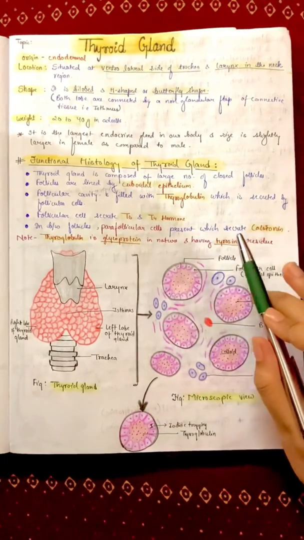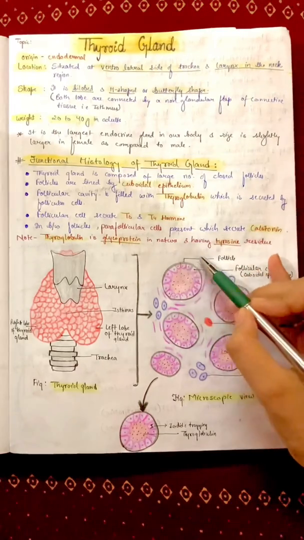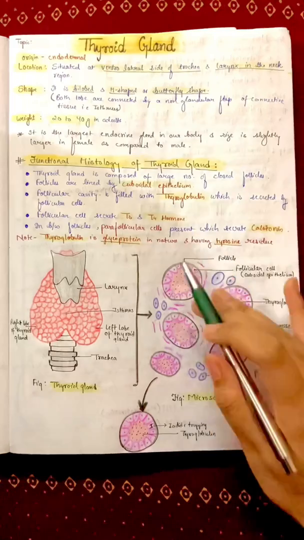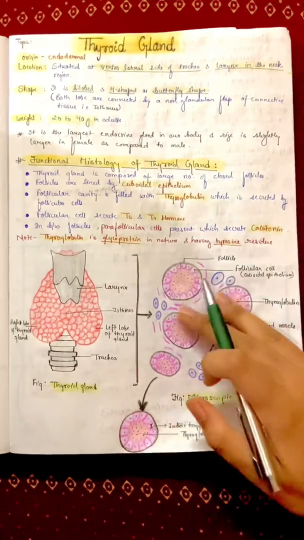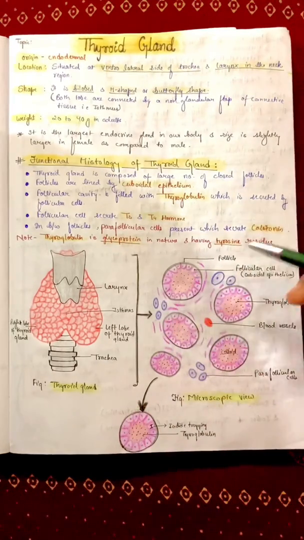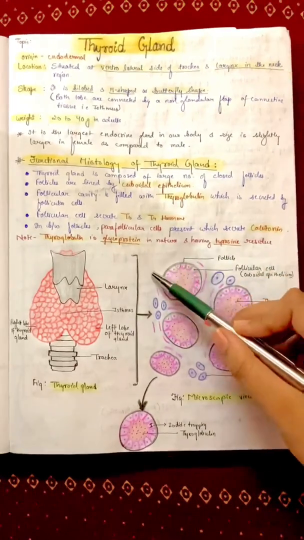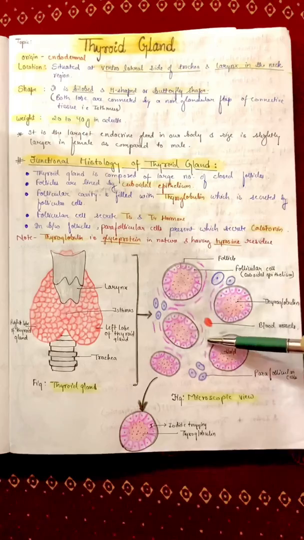And one more thing we have to remember, that this follicular cell is solely responsible for the secretion of T3 and T4, meaning thyroid hormone. T3 means triiodothyronine and T4 means thyroxine. So this follicular cell is responsible for the secretion of T3 and T4.